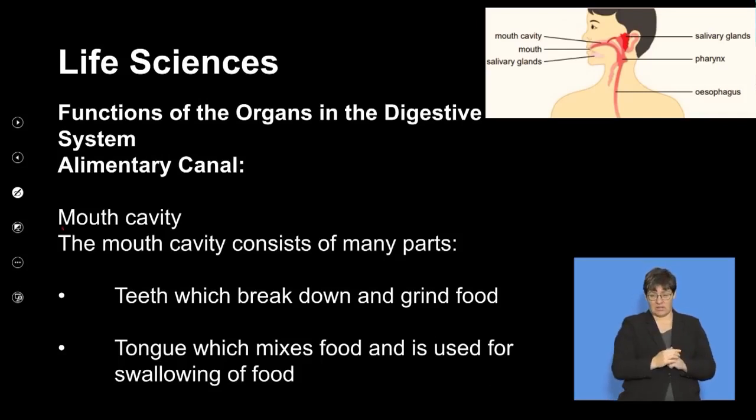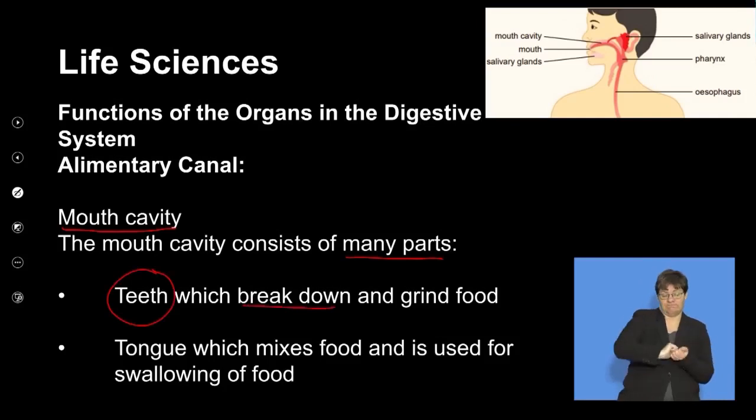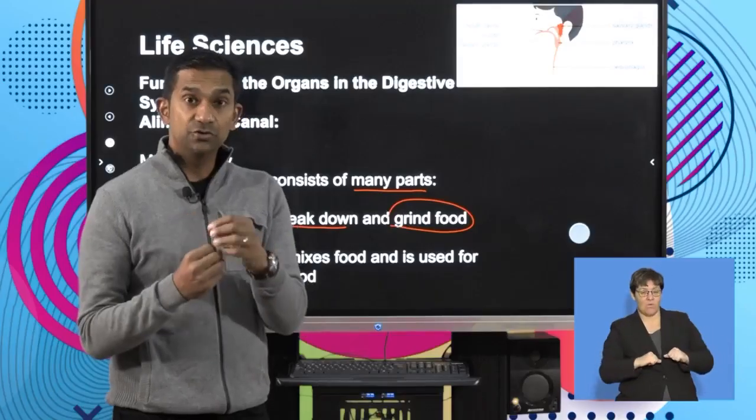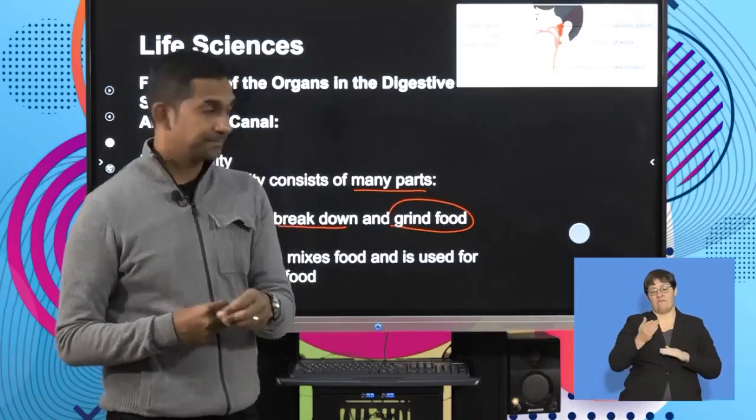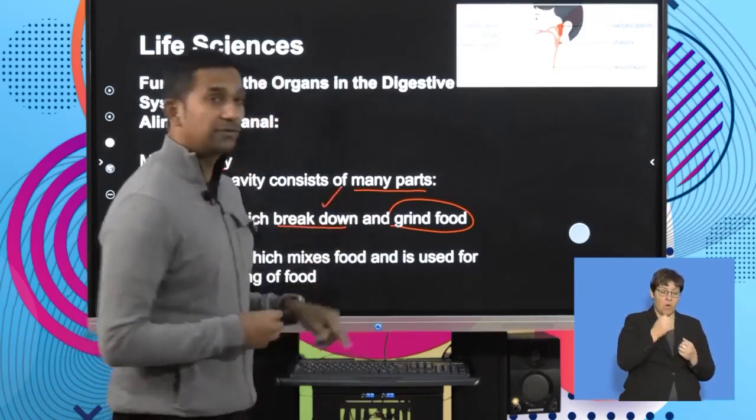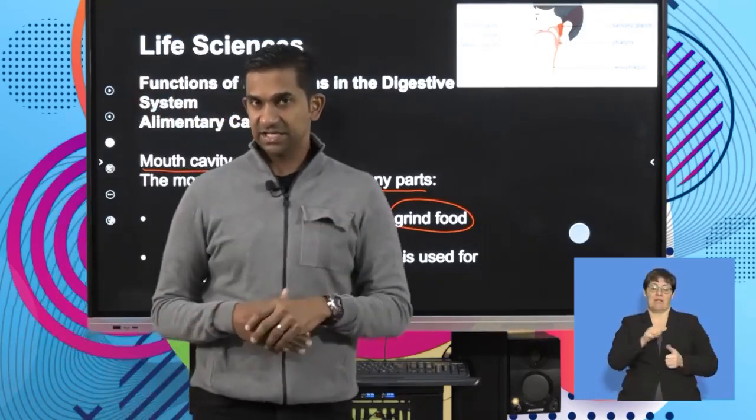So when we talk of the mouth, the mouth cavity consists of many parts, right? So when we talk about it, we have the teeth which are present, and they're basically there to break down and to grind the food. And that we see significantly important in chemically allowing the food to be able to digest faster. So the more we chew our food, the better the chemical digestion takes place.